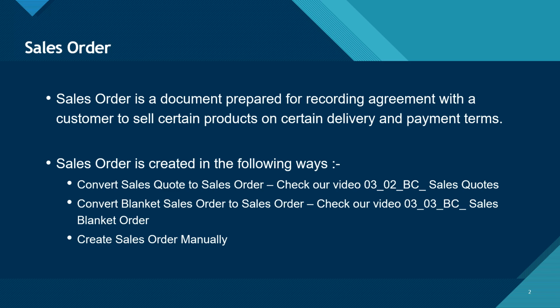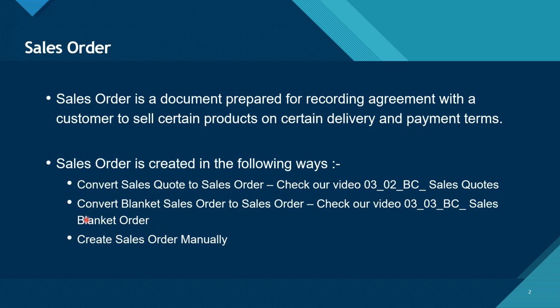So now let's understand the ways for creating the sales orders in Business Central. Here we can create the sales order in three ways. One is once we have given the quotation and the customer confirms it, then we can convert the sales quotation to the sales order. If you have not seen our video, check out our video 0302 on sales quotation in our sales module playlist.